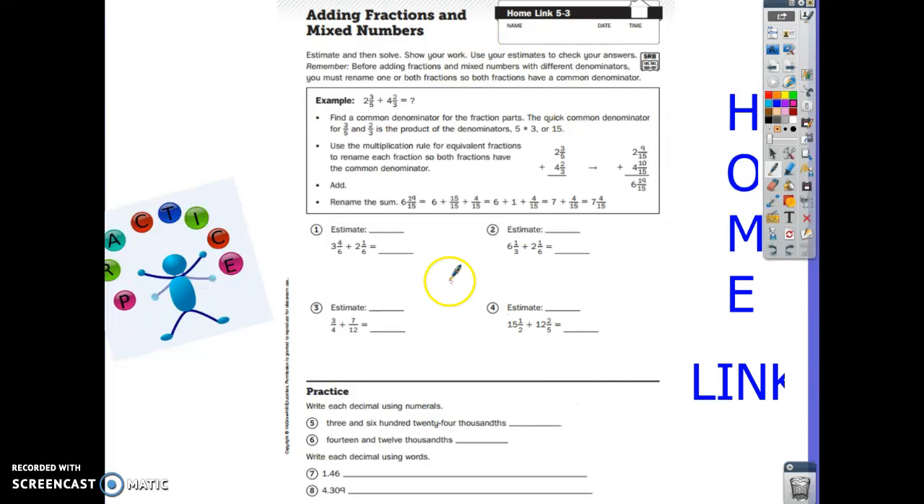Your home link right here. Again, it's just going to be some adding of these fractions. Just remember, you've got to have a common denominator. This one's done for you. These ones, you're going to have to find common denominators for all of those things. So make sure you get that done. If you have any questions, be sure you ask.